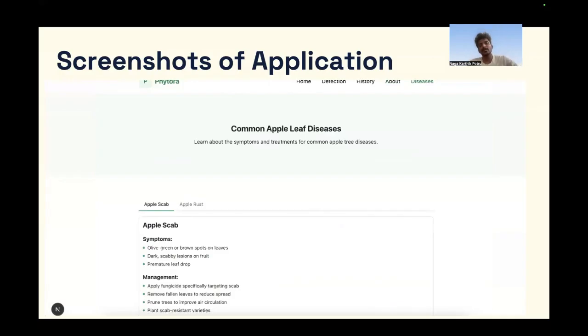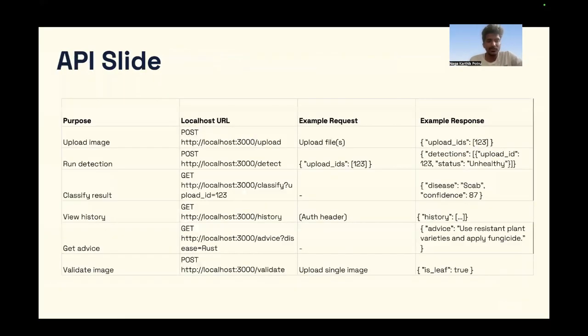Here you can see the kinds of diseases, the basic two kinds, apple scab and apple rust. You can see their symptoms and management. This is an API slide. Here we have 4 sections: purpose, localhost URL, example request, and example response.